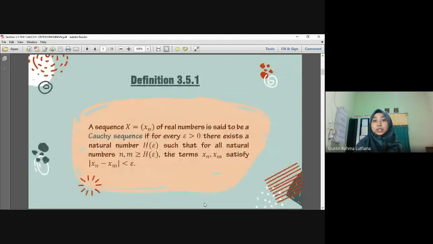Here is the first definition, 3.5.1. A sequence X = (xn) of real numbers is said to be a Cauchy sequence if for every epsilon greater than 0, there exists a natural number H(epsilon) such that for all natural numbers n, m greater than or equal to H(epsilon), the terms xn, xm satisfy the absolute value of xn minus xm is less than epsilon.